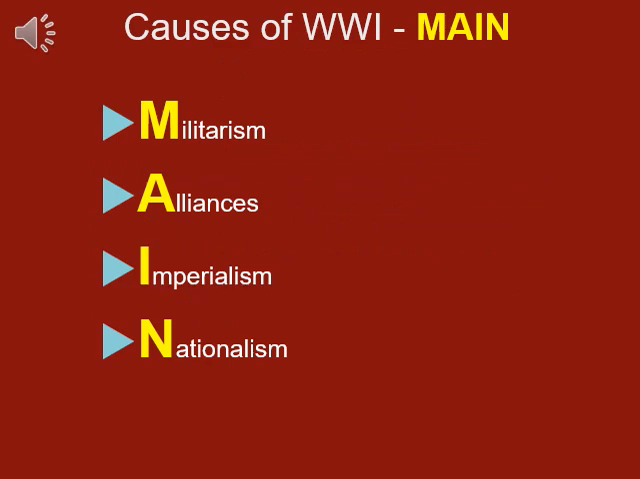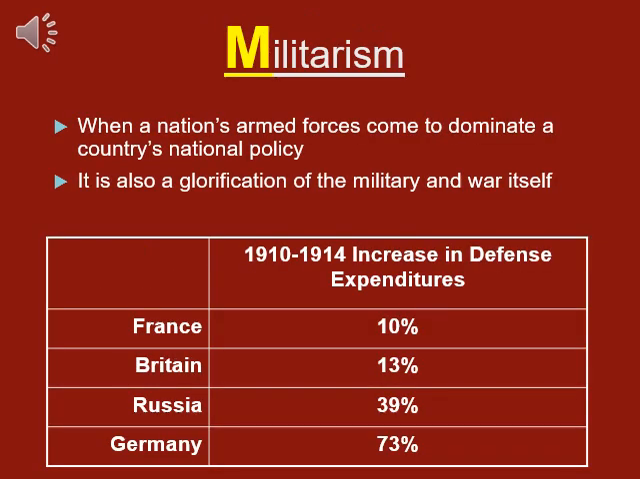The main causes of World War One were militarism, alliances, imperialism, and nationalism throughout Europe. Beginning with militarism, that is when a nation's armed forces come to dominate a country's national policy. It's the glorification of the military and glorification of war itself.